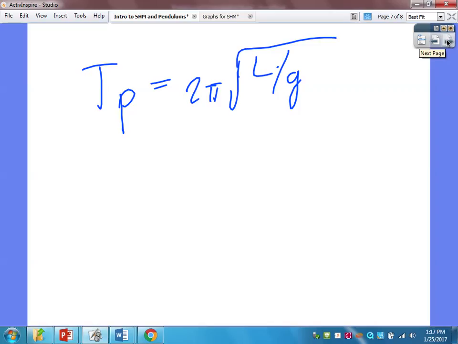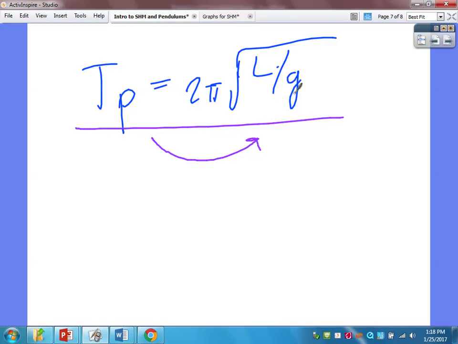As for the period of a pendulum, now we can develop this formula. And here's your formula for a pendulum. It's the only formula we use for a pendulum. The period of a pendulum will equal 2 pi. We have that in there because it's following an arc, a circular path, times the square root of length over gravity. Length over the acceleration due to gravity.